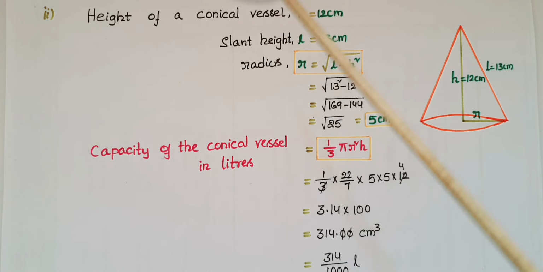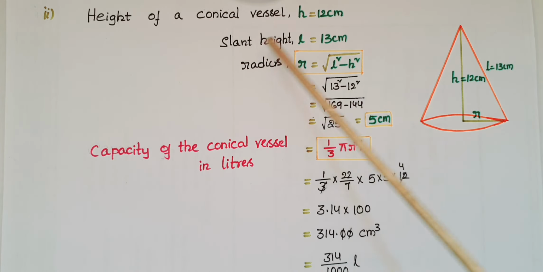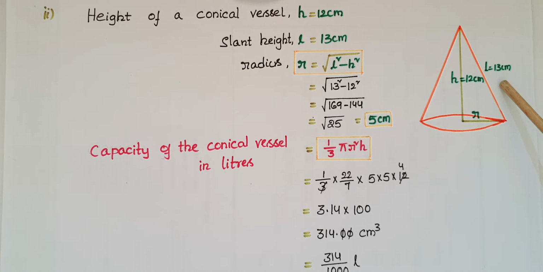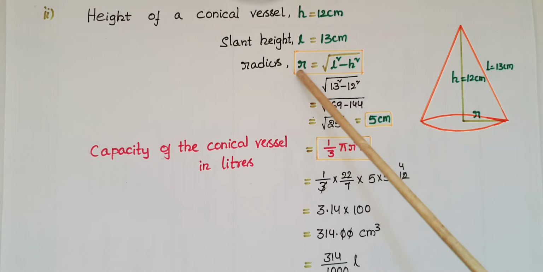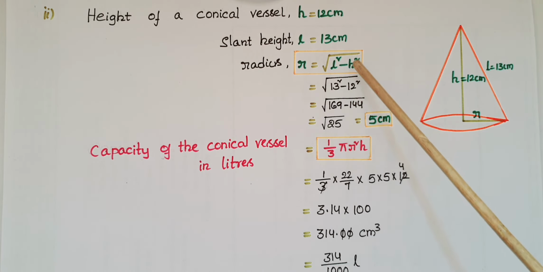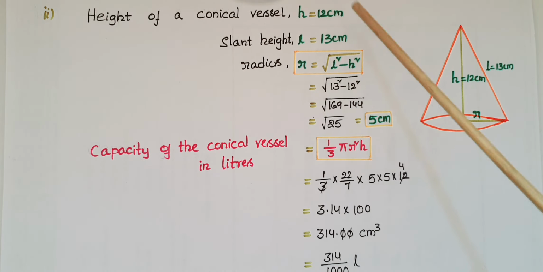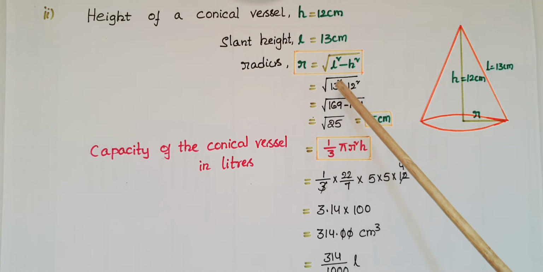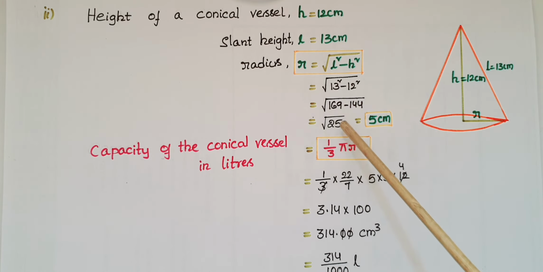In the next question, the height of the conical vessel is given, that is h is equal to 12 centimeters. And slant height is also given, L is equal to 13 centimeters, and here we have to find the radius of the base. So here again L square is equal to h square plus r square. So r square is equal to L square minus h square. So r is equal to square root of L square minus h square, that is equal to square root of 13 square minus 12 square, that is equal to square root of 169 minus 144, that is equal to square root of 25, that is equal to 5 centimeters. So this is the radius of the base.